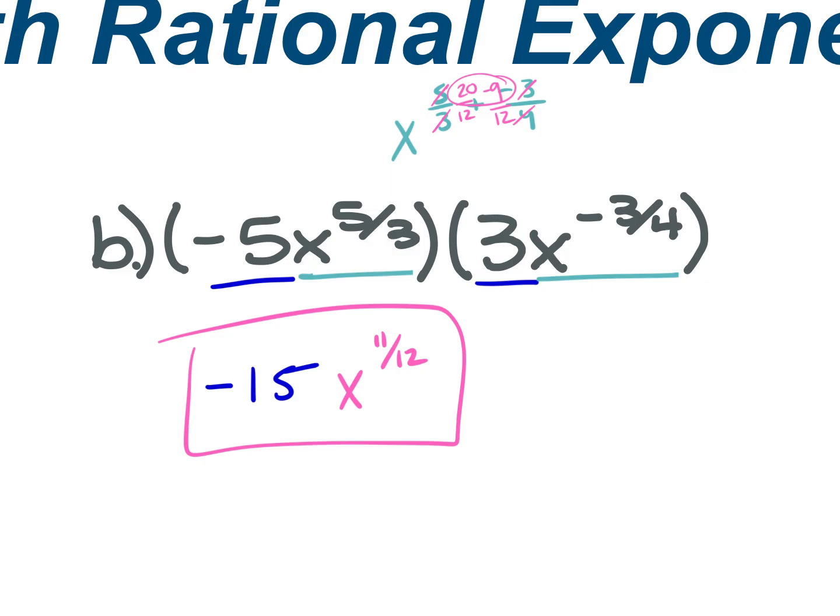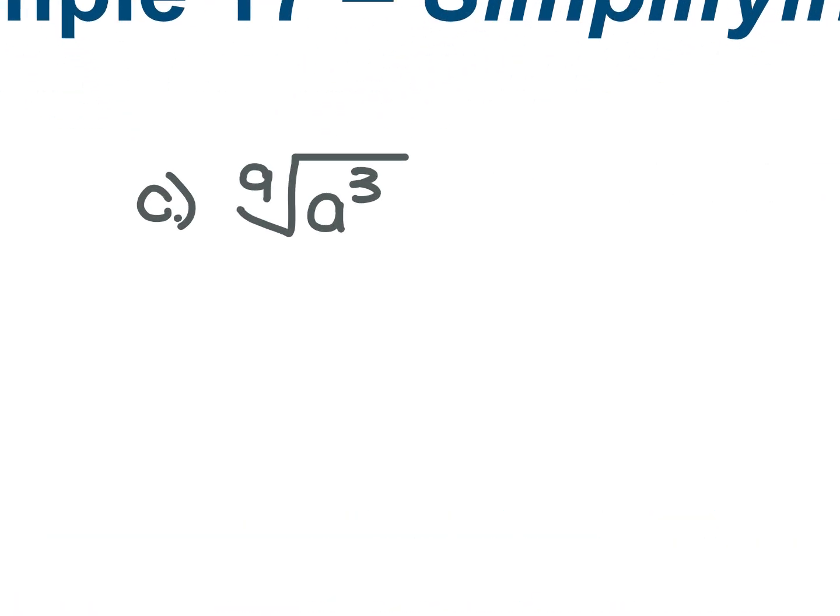Any questions here? Let's look at C on the next page. So for C, we have the 9th root of a to the 3rd power. Now, how many a's do we have on the inside? 3. How many do we need in order to circle and take out? 9. So we definitely don't have enough to circle and take out, so we can't simplify it that way.